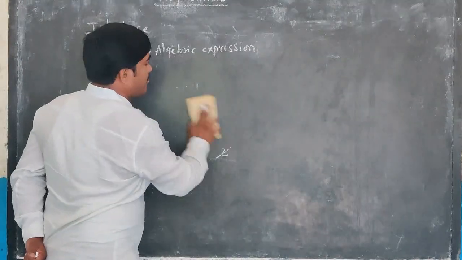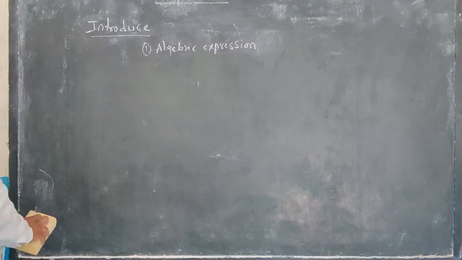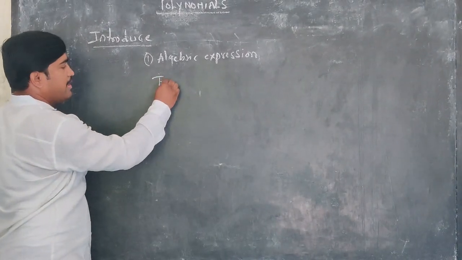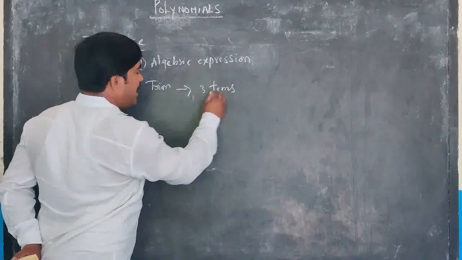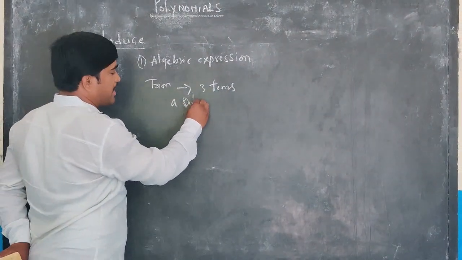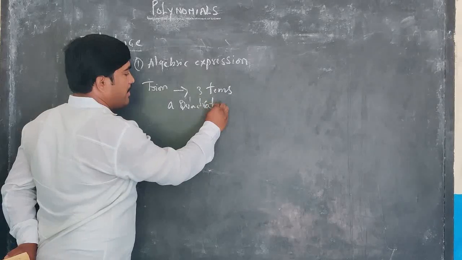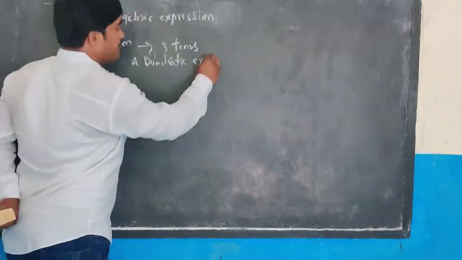Now what is a trinomial? We have learned in the previous class. A trinomial is nothing but an expression having three terms, simply put, a quadratic expression. What is a trinomial equation? Simply, a quadratic expression.